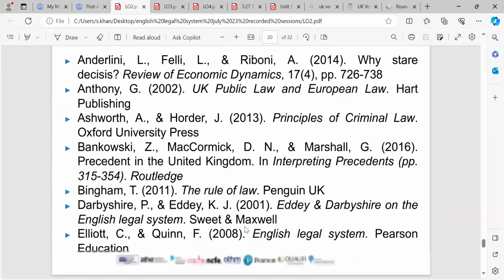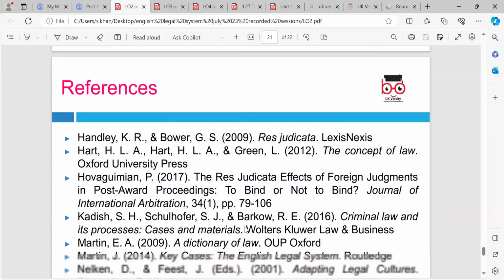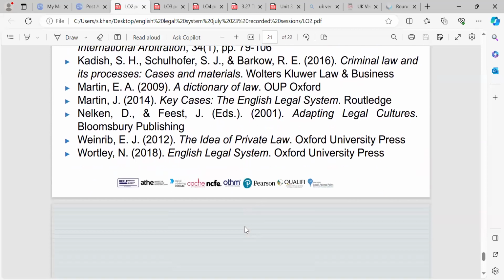So these are some of the references used for learning outcome 2. And now we're just going to go on to learning outcome 3.